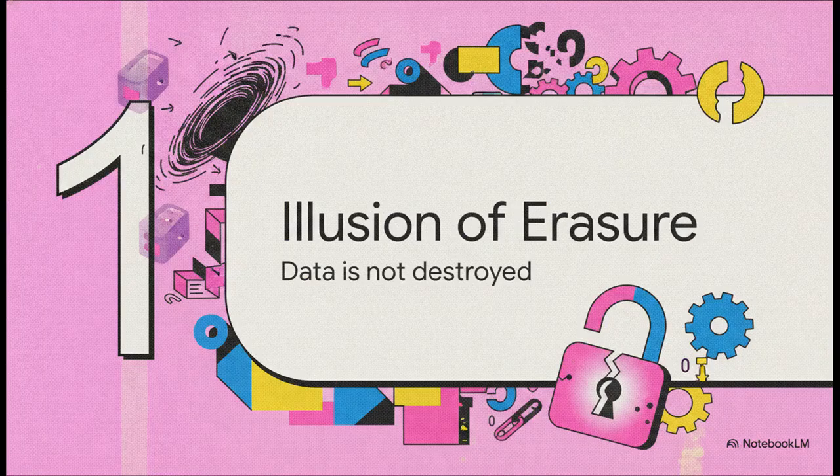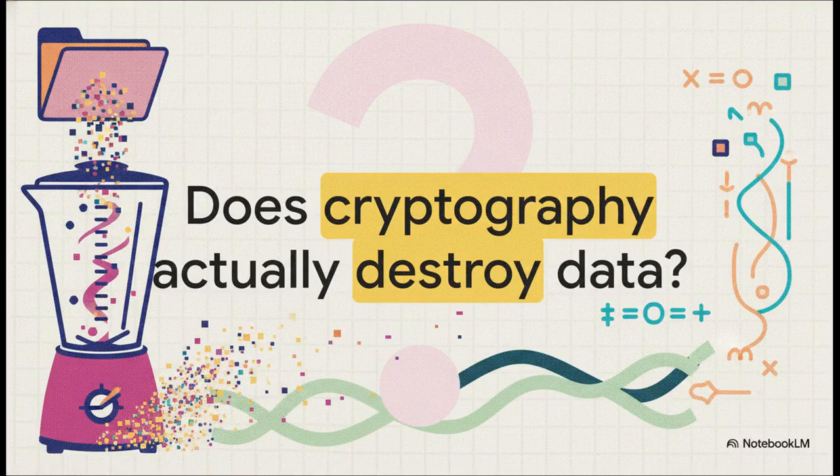All right, part 1, the illusion of erasure. Does cryptography actually destroy data? Well, if you look at most computer science curriculums, they'll tell you that hashing a file, say with a standard like SHA-256, washes the original data away through irreversible thermodynamics. Basically, they're saying it gets tossed into a digital blender and just ground into a smoothie of zeros and ones.